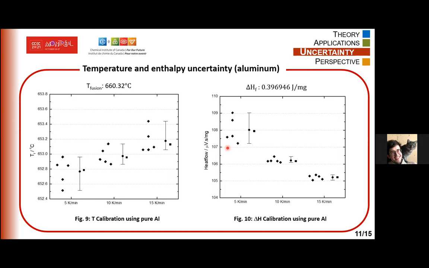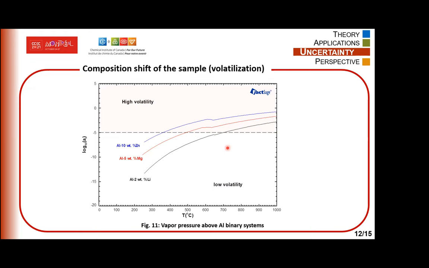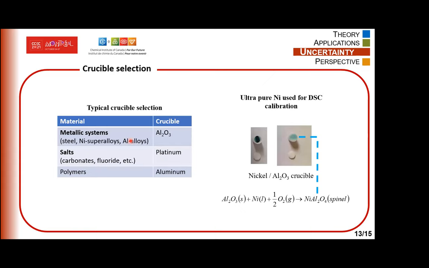Here is an example of the partial pressure of some elements that you can get in these samples. When you deal with high temperature, you can have high vapor pressure of different elements, such as zinc, magnesium, and lithium. So you have to be careful of the shift in chemical composition of your sample throughout the measurement. Of course, the crucible compatibility is an issue, especially at high temperatures.